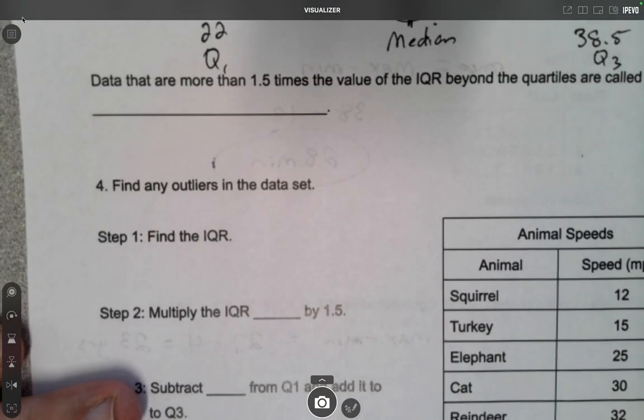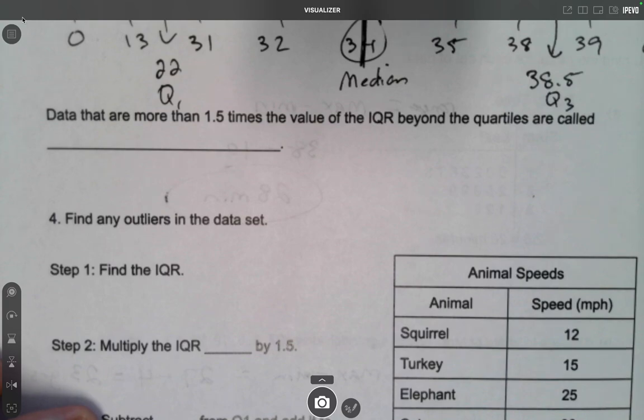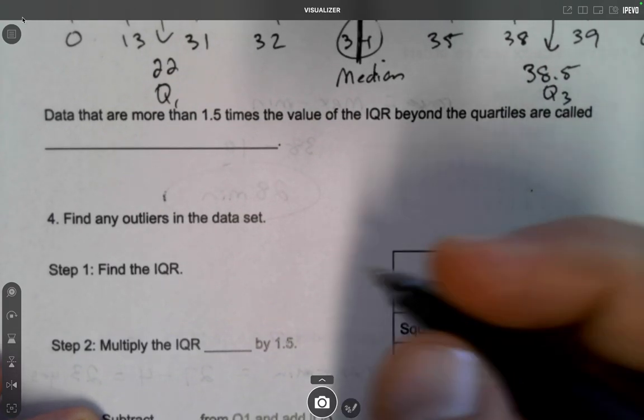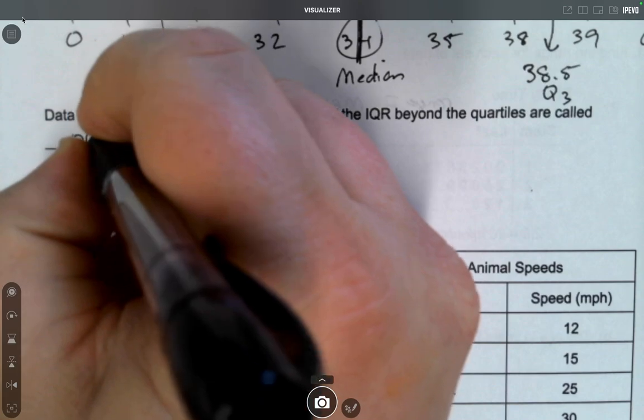Okay, last thing. Data that are more than 1.5 times the value of IQR beyond the quartiles are called outliers.